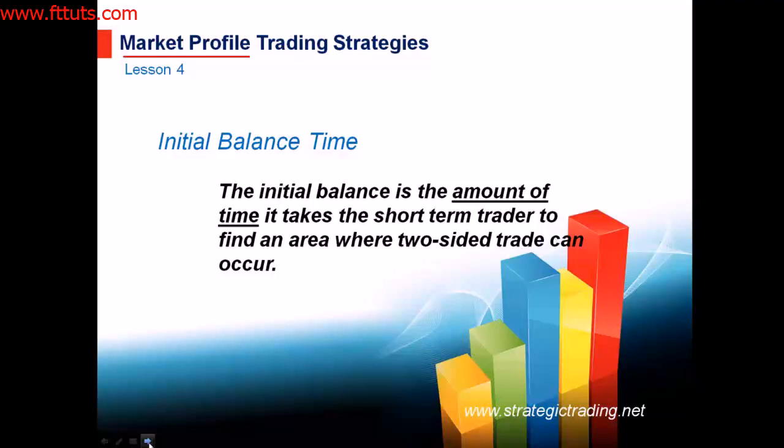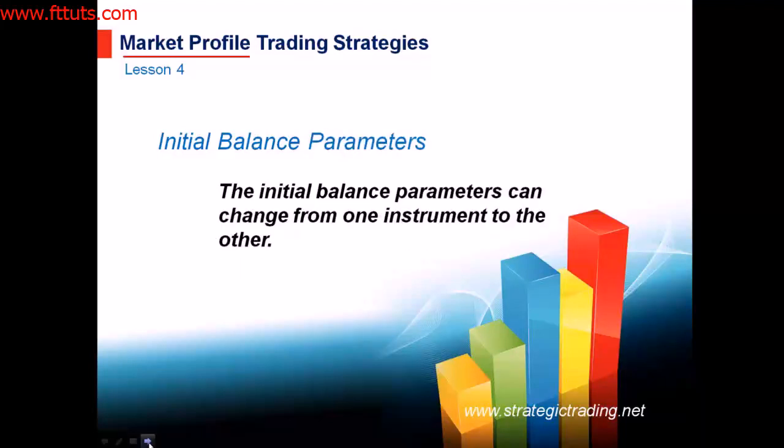However, based on experience, professional traders learn to quickly identify in the market where this two-sided trade can occur, and I'll show you how. First of all, they look at the initial balance parameters, and these can change from one instrument to the other. And what do we mean by the parameters? Remember, the first parameter is the range, the low end and the high end of that balance.